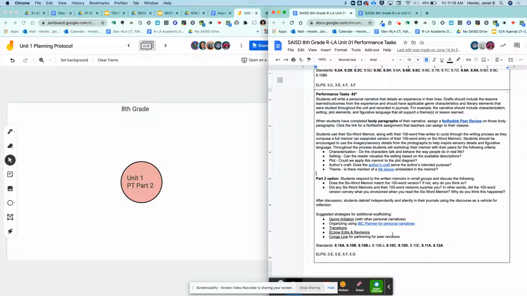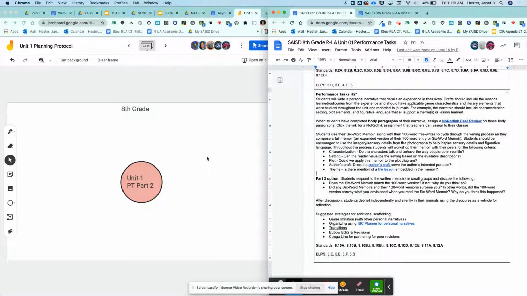Take a second to read it over, and then let's map out our skills that we need to specifically teach for this writing portion of our performance task. Eric and I will be in the boardroom.